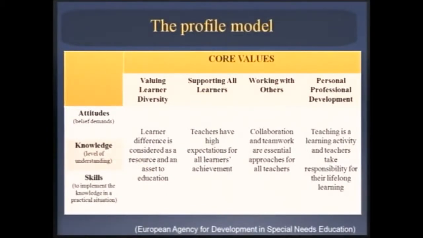By the Agency's lens, the inclusive profile is seen as built on four core values: valuing learning diversity, supporting all learners, working with others, and personal professional development. These core values are associated with teachers' competence areas that are made up of three main elements: attitudes or beliefs, knowledge or level of understanding, and skills to implement the knowledge in a practical situation.